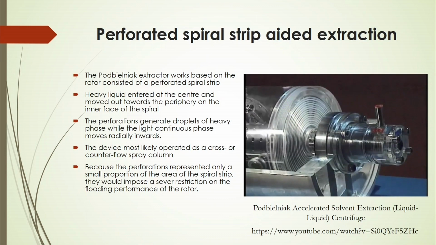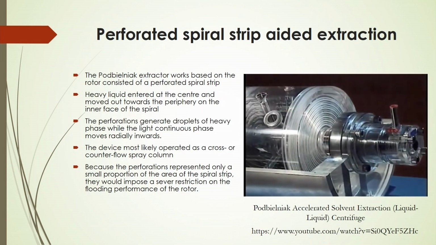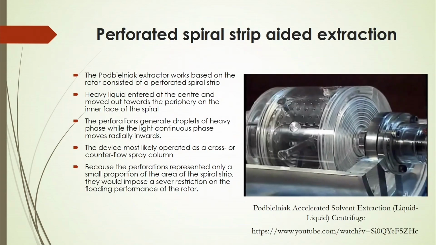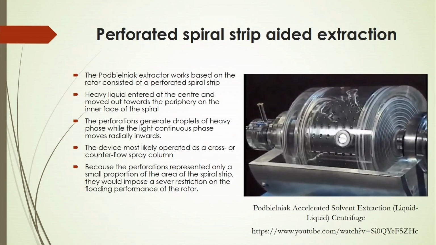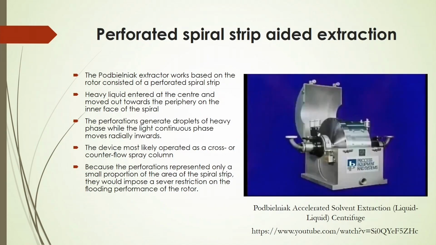In this case, because the perforations represent only a small proportion of the area of the spiral strip, this extractor imposes a severe restriction on the flooding performance of the rotor. So, this is one of the important process intensifications in extraction, based on which you can produce interface by supplying the lighter phase in this extractor, where you can produce more droplets and interfacial area, where mass transfer will be intensified and more extraction will occur.